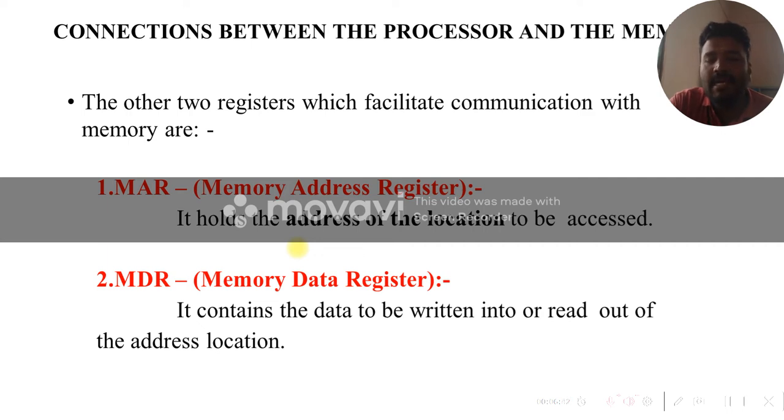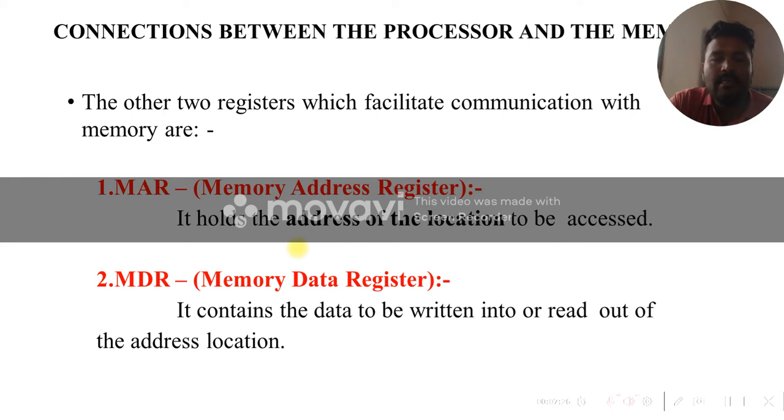MAR is the memory address register. It is meant for holding the address location that is to be accessed. Whereas MDR is the memory data register. In the name itself we can identify that it deals with data. The data can be anything, it can be an image or any bit-by-bit allocation of data. So it contains the data that is to be written to, or read out from, the particular address location. That forms the part of MDR.